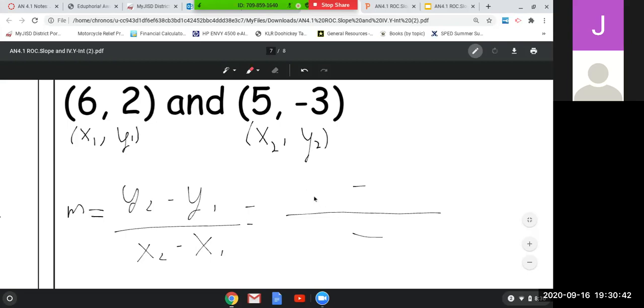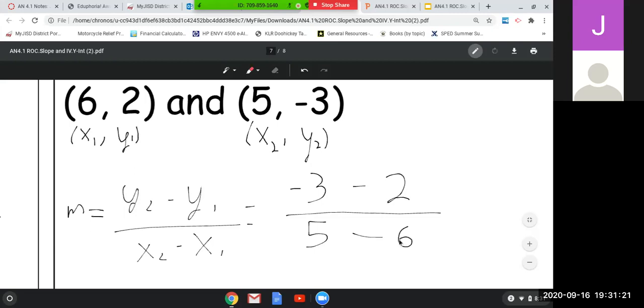All right, in the top left, I've got y2. y2 is right here. It's that negative 3. So it's going to be negative 3 minus, and then y1. y1 is a 2. So a negative 3 minus 2 on top. And on the bottom, it's x2 minus x1. So x2 goes right here, which is just 5. And then x1, in this case, which goes right here, is a 6.